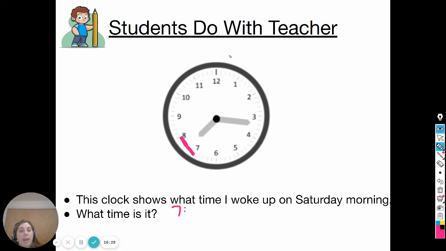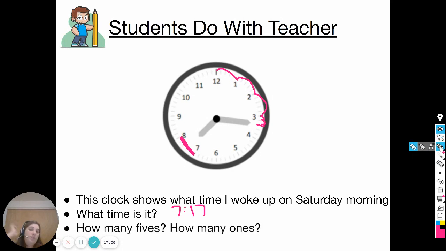Now let's look at the minute hand. First, we're going to count by 5s. 5, 10, 15. Now it looks like it's pointing to this one right here. So now we've got to count by 1s. We're at 15, 16, 17. It is 7:17.